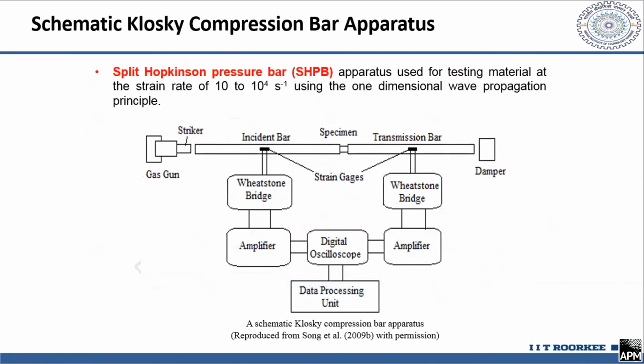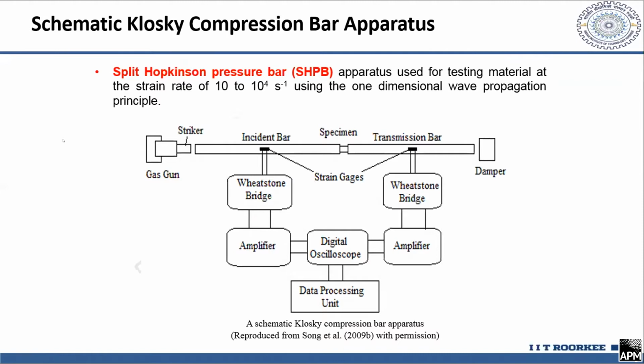Here I have put a schematic split Hopkinson compression bar apparatus diagram. The working is that in this diagram you can see a striker here, which is loaded by using a gas gun, which hits on this end of the incident bar. This generates a pulse which propagates in this bar and is measured at the middle of this bar. The wave is referred to as the incident wave.